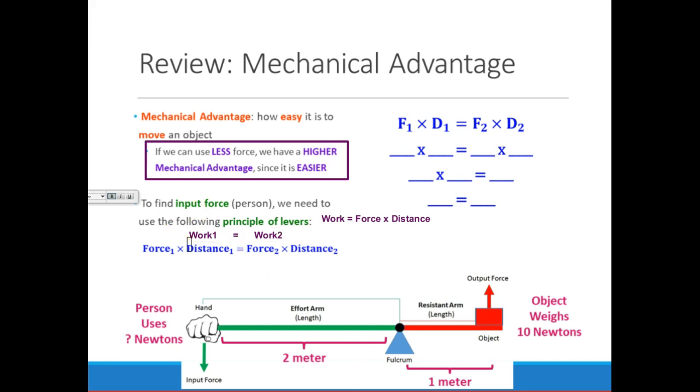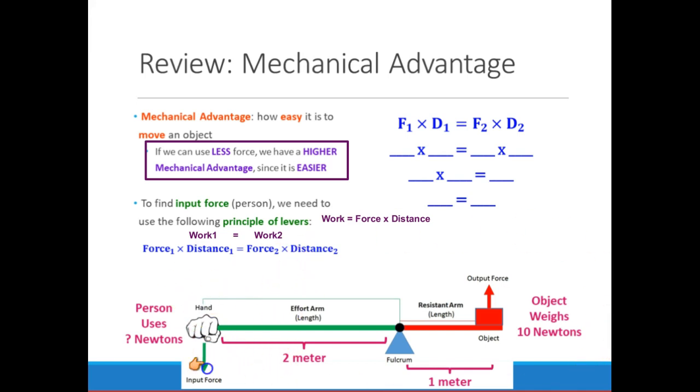And that should make sense to us because what we just said is that we cannot change work. Work is always the same. So the work that I do is still going to be equal to the work I would have to do even if I wasn't using a simple machine. Okay, so again, what we're going to see is force times distance of one side is going to equal force times distance on the other side.